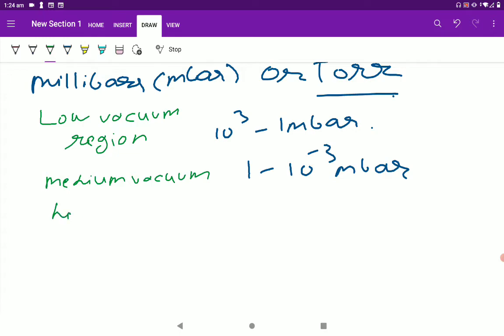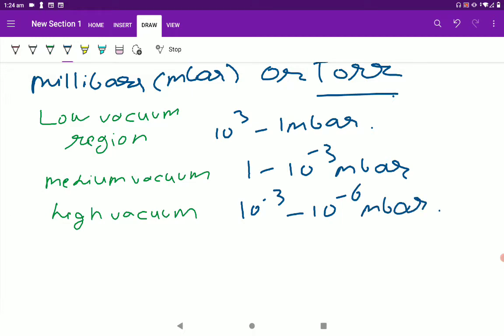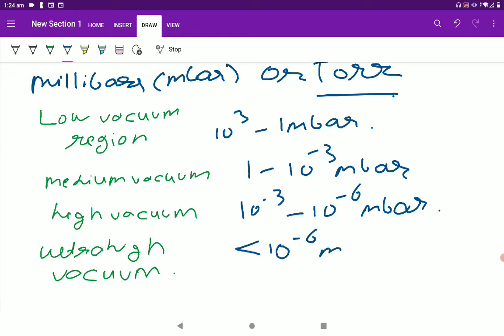In high vacuum region, the pressure ranges from 10 power minus 3 to 10 power minus 6 millibar, and in ultra high vacuum region, the pressure ranges from less than 10 power minus 6 millibar. And we have industrial processes for all these ranges.